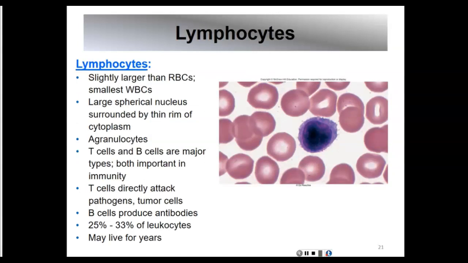Lymphocytes are slightly larger than a red blood cell. They're the smallest white blood cell. The thing that's unique about them is they have a huge nucleus, and it kind of covers the whole cell. It's an agranulocyte. T cells and B cells are the major types, and they're important in immunity. T cells directly attack pathogens or tumor cells, and B cells produce antibodies. So this is another big portion of your white blood cells, and they may live for years.